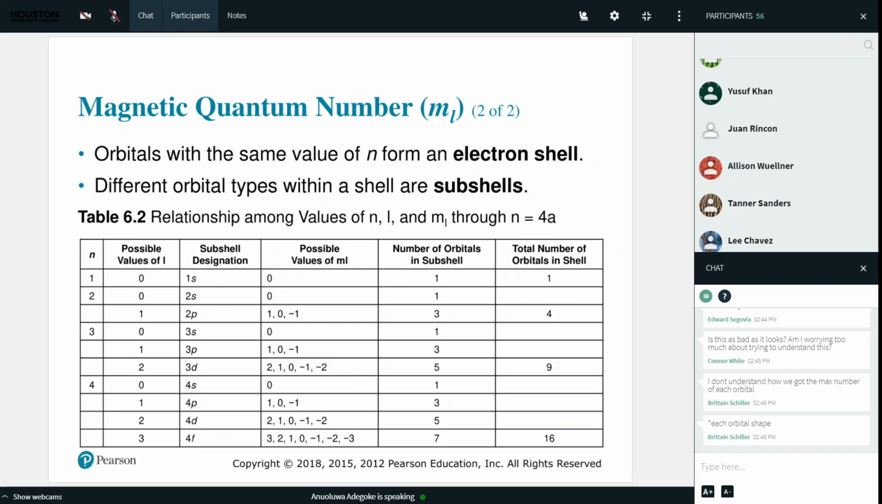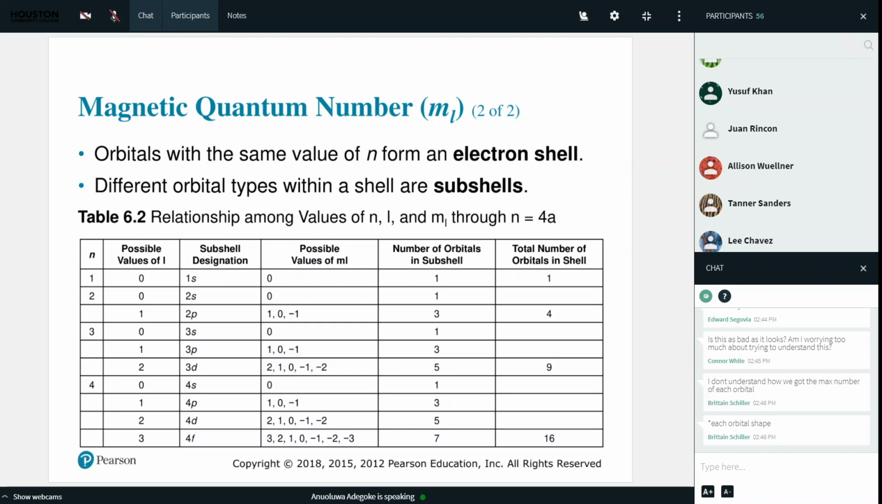You just need to know that whenever it's 0 it is s, whenever it's 1 it is p, 2 is d, and 3 is f. That is just set in stone. You don't have to worry about how that is calculated. 0 is s, 1 is p, and so forth. But again, you don't need to memorize it.